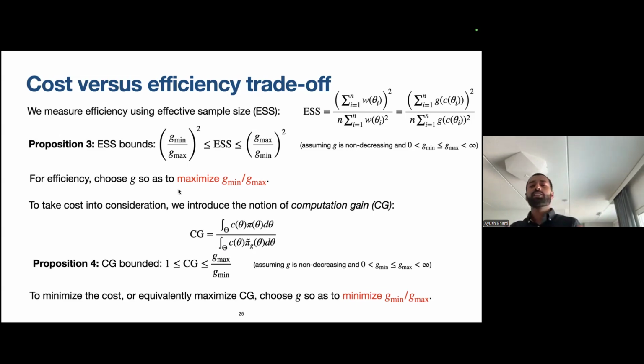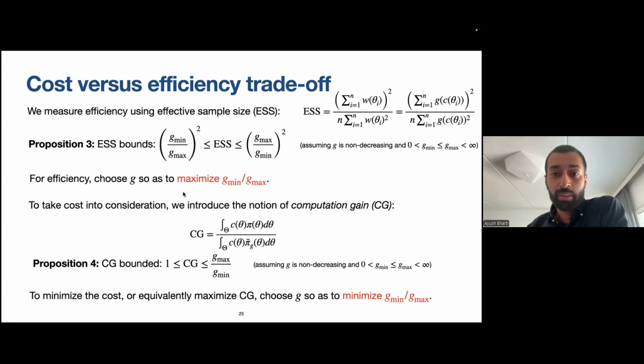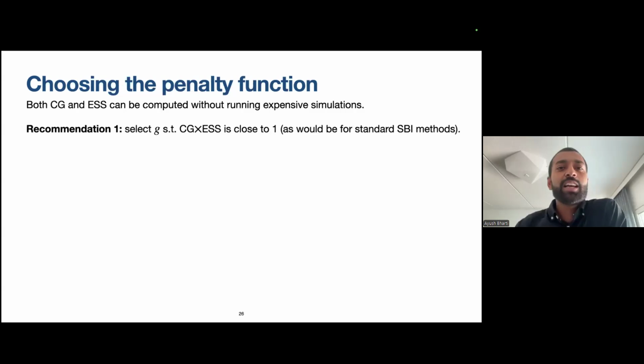So there's clearly a trade-off between trying to go for efficiency and reducing the cost. Having said that, how do we pick the penalty function in the first place? What we propose, we have two recommendations. The first one is based on these two metrics that I just talked about: select a G such that the computational gain times effective sample size is close to 1.